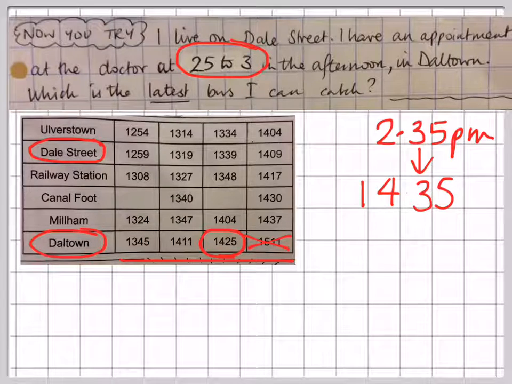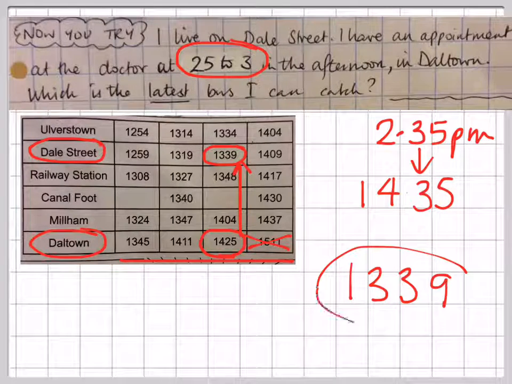So the question says, what is the latest bus I can catch? Let's move back up that bus column up to Dale Street, where she gets on the bus. So she would have to get the 13:39. That would be our answer.